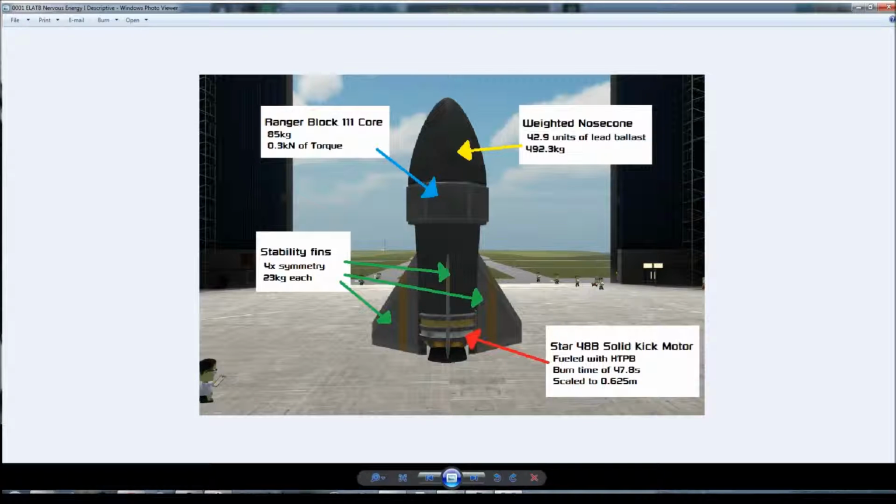And on the front, the most unusual part, I think, of this rocket is a weighted nose cone containing 492 kilograms of lead. Now, considering this probe weighs just under a ton, that's actually very slightly more than half of the total weight of the ship. Now, why, of course, you ask, am I carrying that much lead?